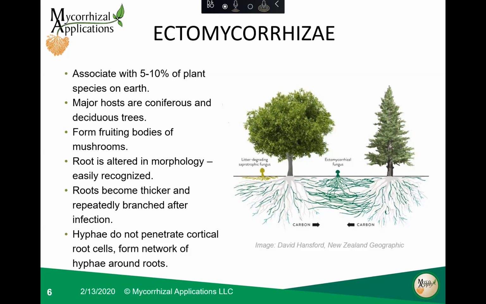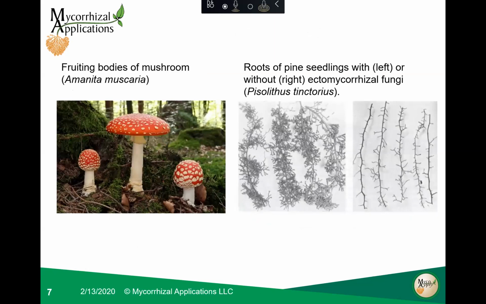So again, these are fruiting bodies of some different types of ectomycorrhizae. And if you look at the picture all the way to the right, this is an uninoculated pine seedling, and this is an inoculated pine seedling. You can see the vast difference. These are not magnified at all, these are just with the naked eye. And you can see the enormous difference in root mass that comes from the ectomycorrhizae whenever it's applied to a pine seedling.